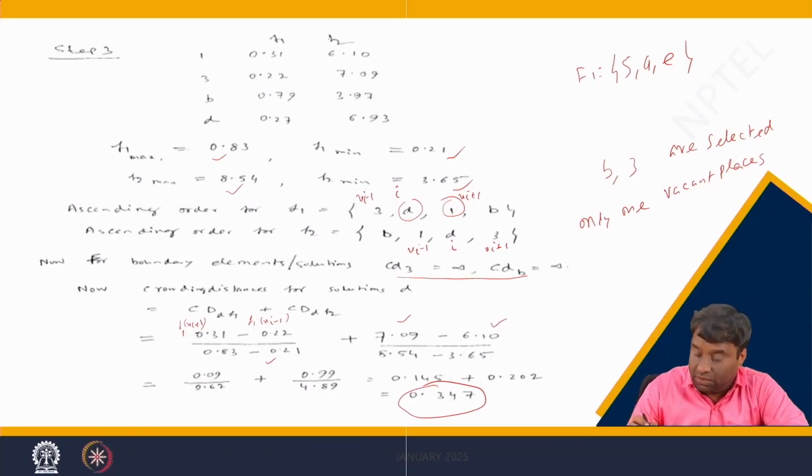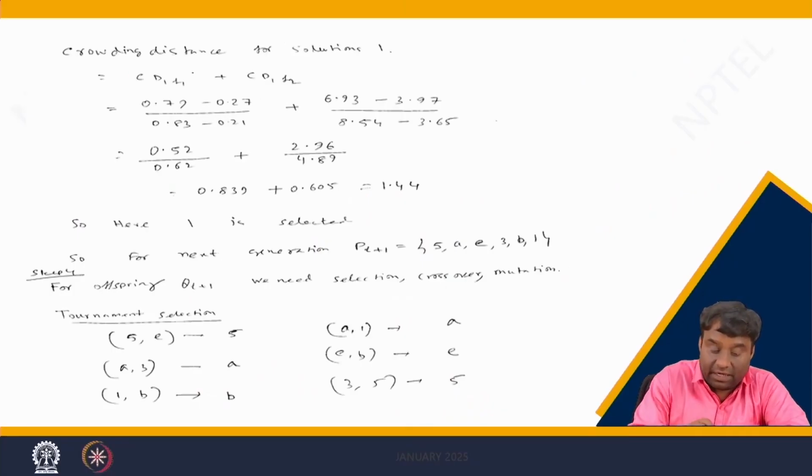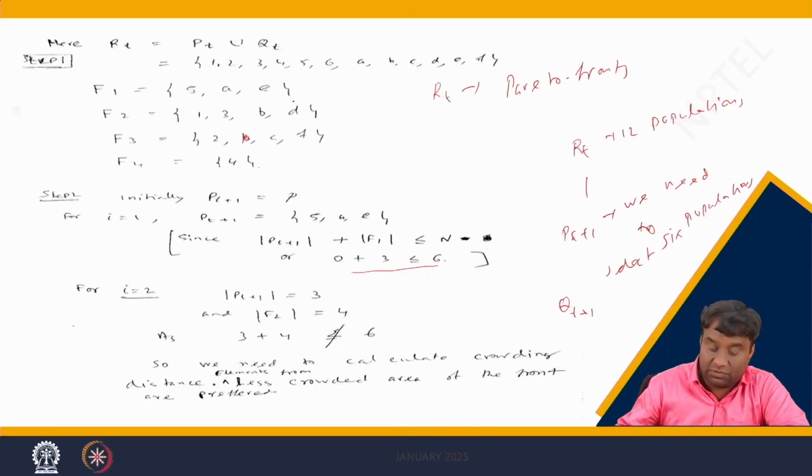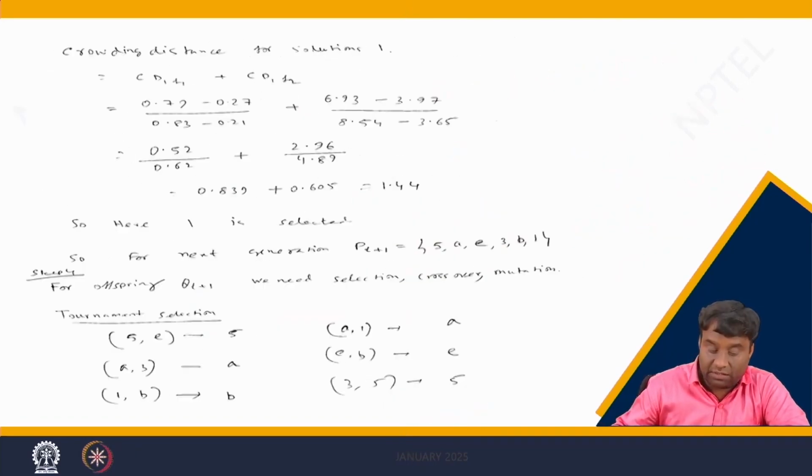So for F2, this is xi minus 1 like that, so here we'll get the crowd distance for solution 1, CD1 F1, 0.79. So we are doing 1 here, so that will be B, so B is at 0.79, so that is 0. This is 0.79 minus 0.27, maximum minus minimum, so it is 1.44. So here for 1 the distance is more, so 1 is selected.